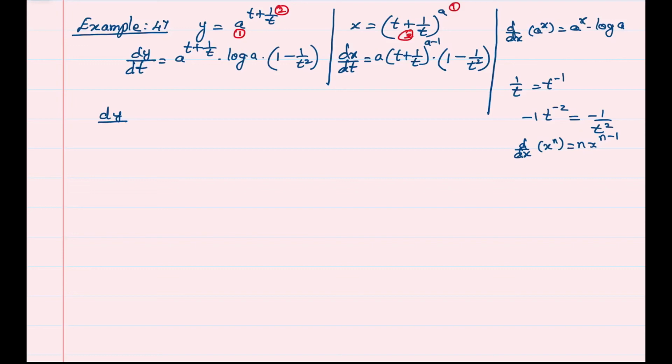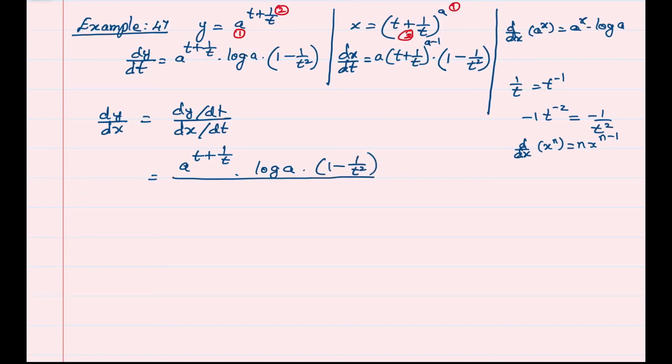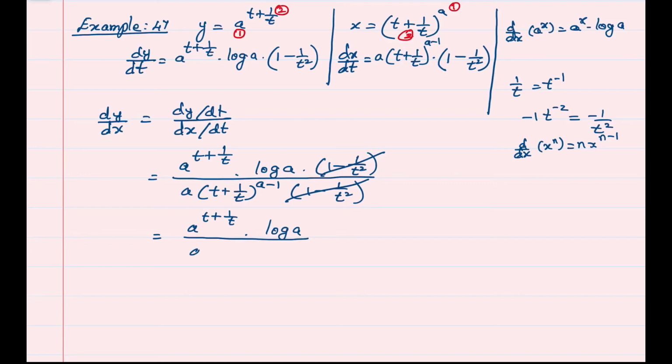We have to find dy by dx, which is dy by dt upon dx by dt. Be careful, divide it correctly. Dy by dt should be written in the numerator, divided by dx by dt. These two terms are getting cancelled. Therefore, the answer is a raised to t plus 1 by t times log a divided by a times t plus 1 by t whole raised to a minus 1.